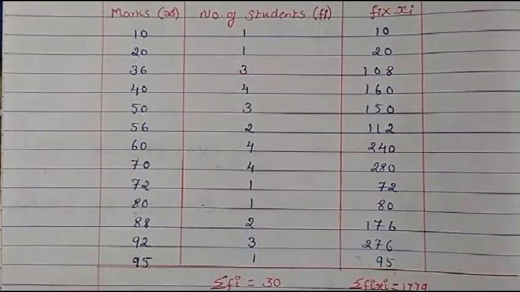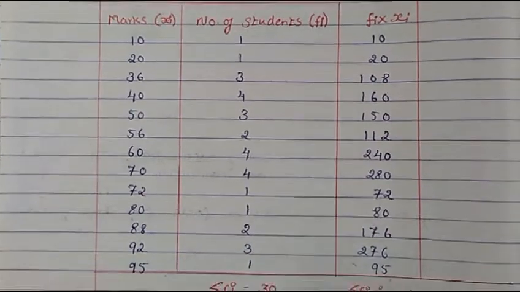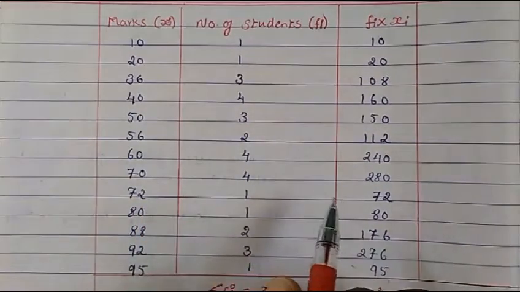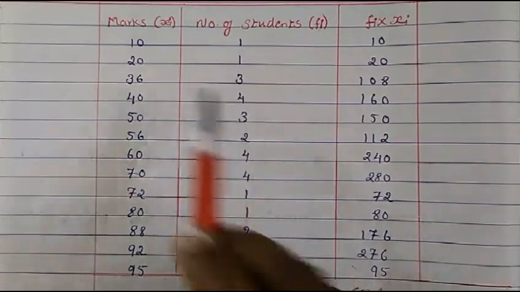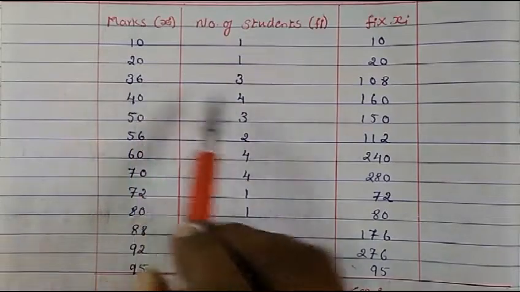So we'll take the same question that I explained to you in the introduction part 1, when I taught you about the ungrouped data. In that I said that there are 30 students who have written the maths test, out of 100 marks, and all the students' marks are written here. So we arranged it this way when I taught you ungrouped data: 10 marks how many students got, 20 marks how many students, 36 how many students.